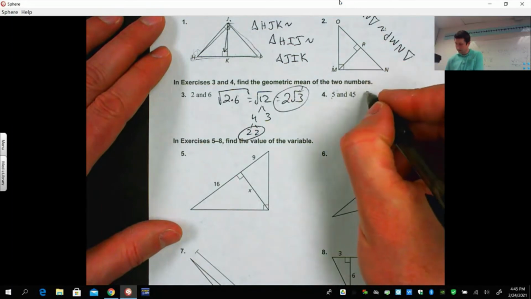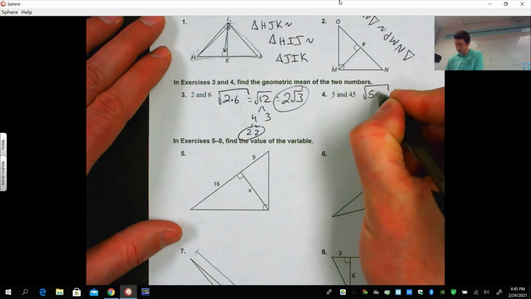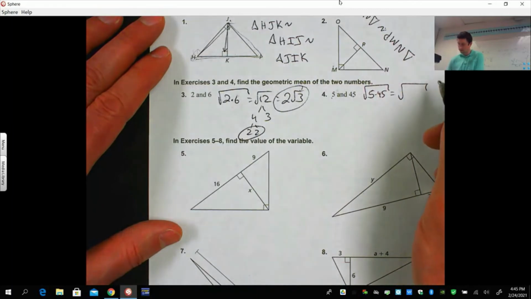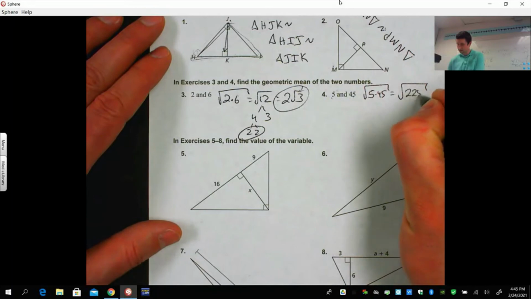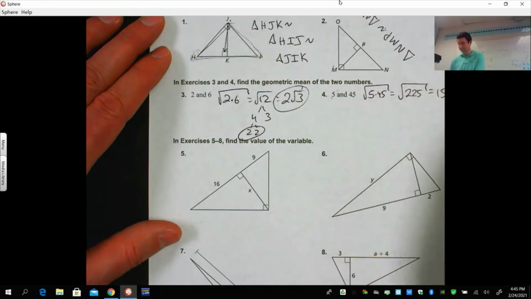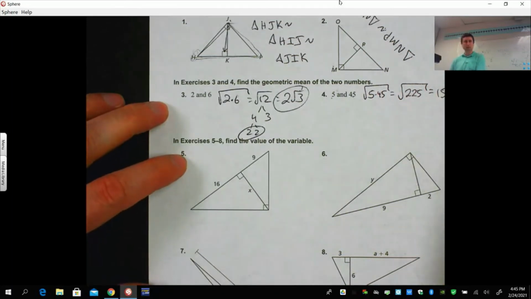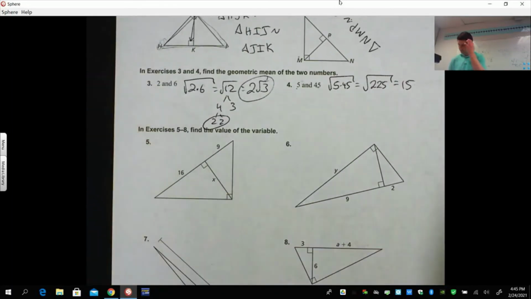5 and 45. So that's the square root of 5 times 45. That's going to be the square root of 225, which I believe is 15. Yes, so that'd be 15. Go ahead and simplify that when you can.